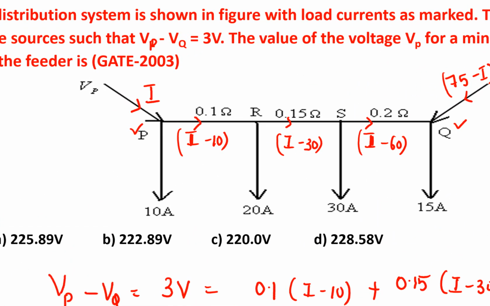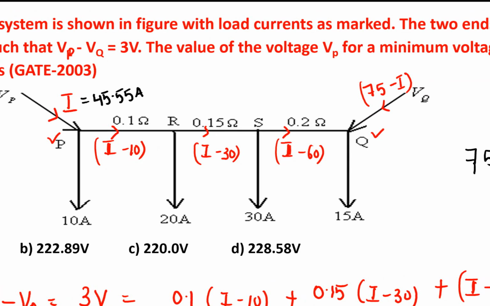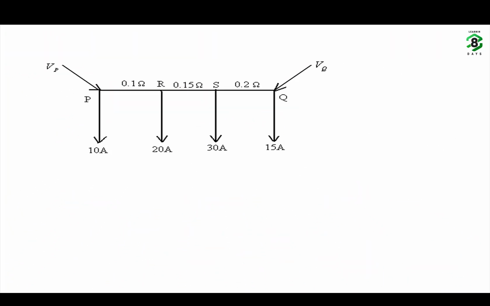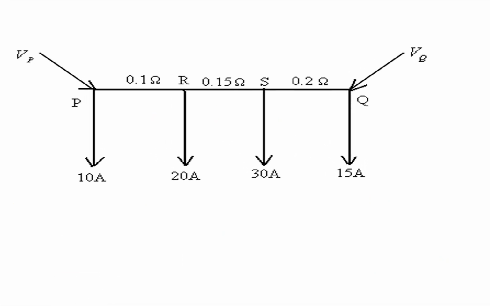Source at P is supplying a current of 45.55 ampere. Similarly, source at Q is supplying the remaining current. Remaining current will be how much? 29.45 ampere. So these are the two currents supplied by the sources at P and Q respectively. The current supplied by the source at P is 45.55 ampere, and source at Q is supplying 29.45 ampere. Let us see how this current is distributed.